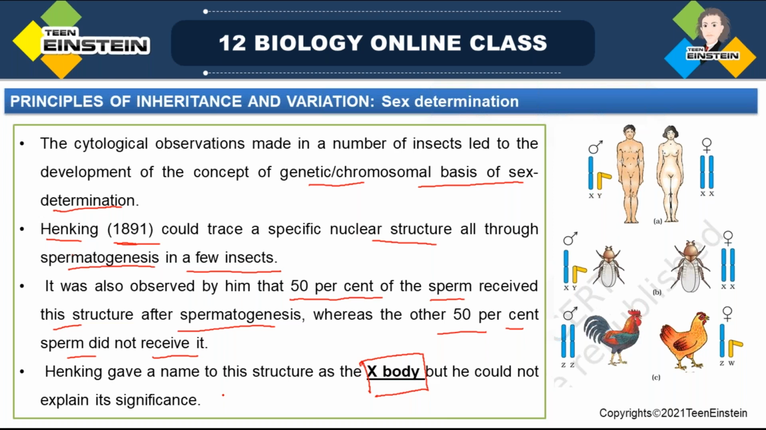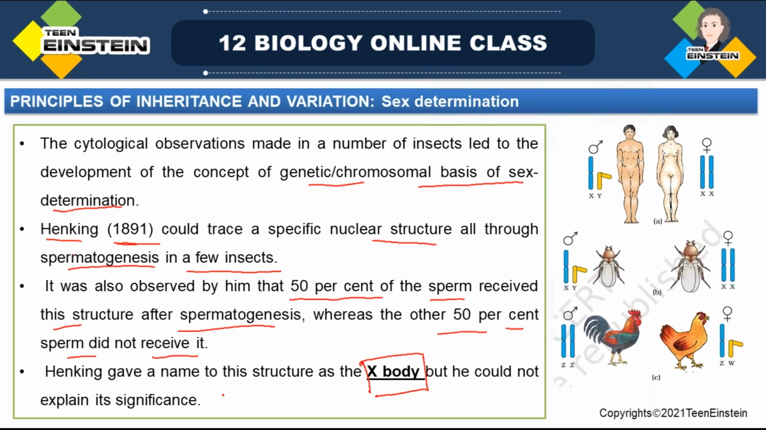Then a specific nuclear structure all through the spermatogenesis in a few insects, it was traced by whom? It was traced by Henking, in 1891. And it was also observed by him that 50% of the sperm receive this structure after spermatogenesis, but the other 50% of sperm did not receive it. Then he named this structure X body, and he was unable to explain the significance of that X body.